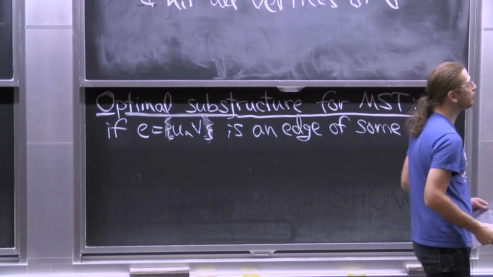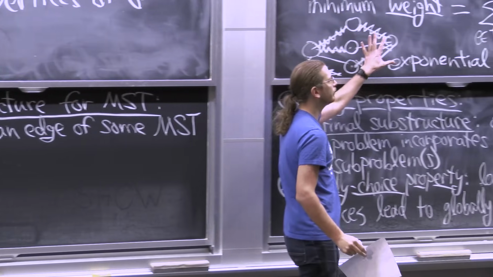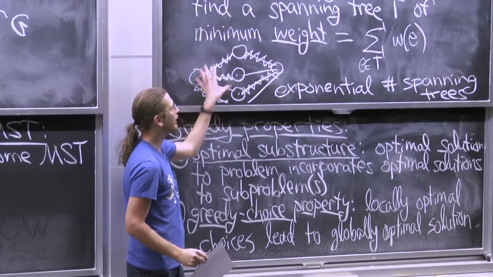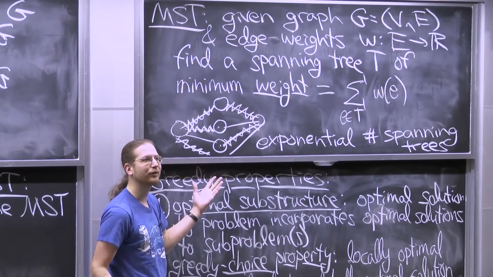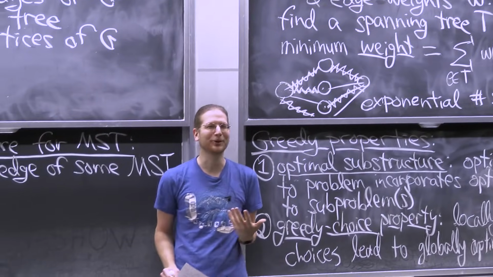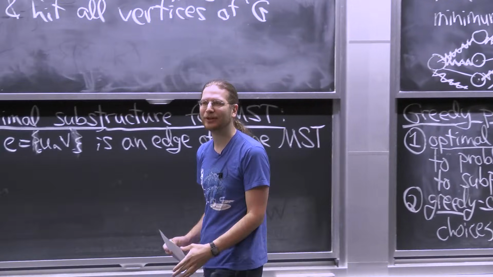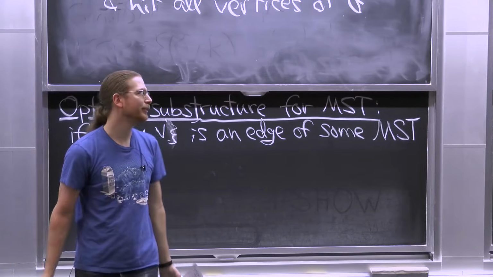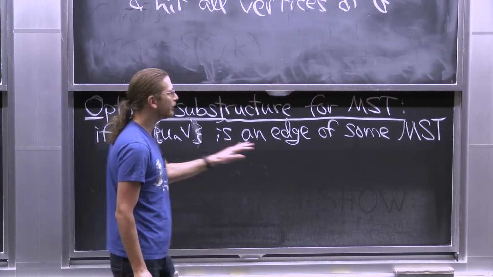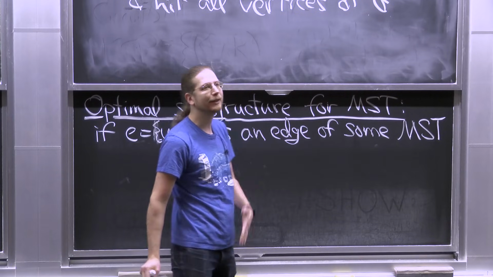And there are possibly many minimum spanning trees. There could be many solutions with the same weight. For example, if all of these edges have weight 1, all of these trees are actually minimum. If all the edges have weight 1, every spanning tree is minimum, because every spanning tree has exactly n minus 1 edges. But let's suppose we know an edge that's guaranteed to be in some minimum spanning tree, at least one.